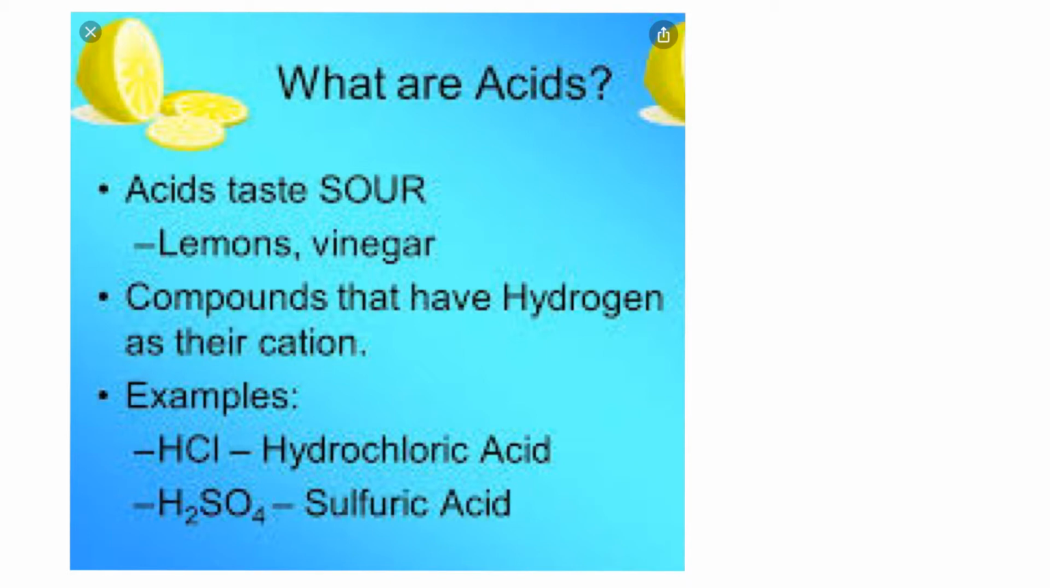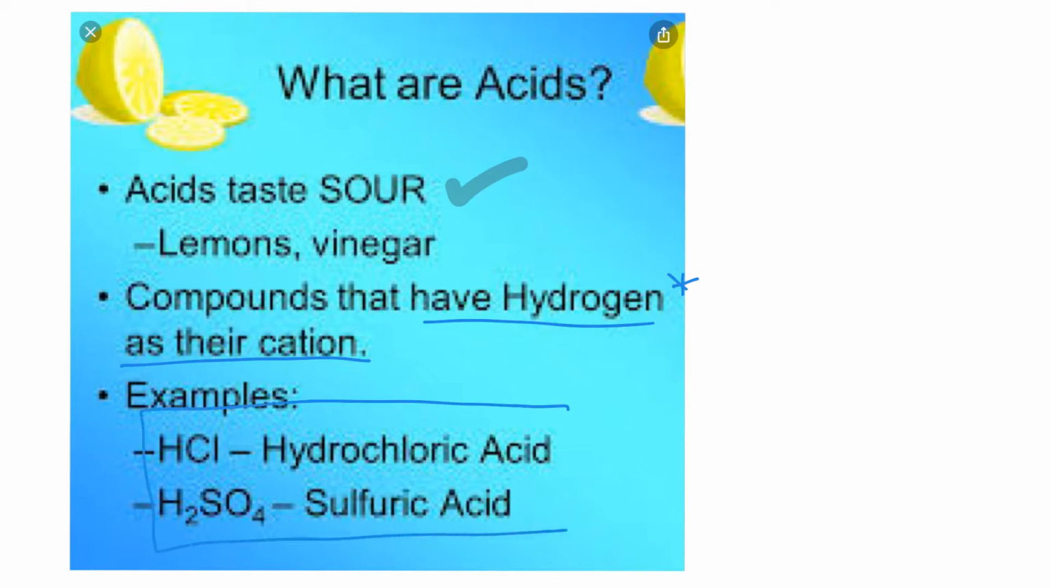All right. So acids are what? They are chemicals that taste sour. They are compounds that have hydrogen as their cation, and there are actually other definitions of an acid that are more advanced than this one, but for our first year chemistry course, this one works. All right. And so we're going to talk about the way that we name acids, right? So hydrogen as their cation.